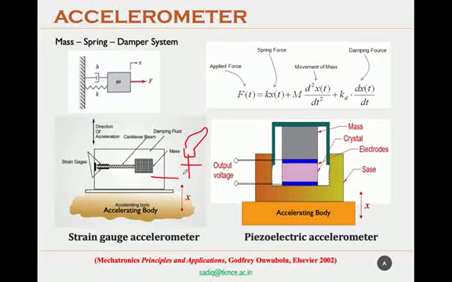Now let us see the construction of a piezoelectric kind of accelerometer. The construction is here. What you see is an accelerating body. There is a casing, that's a base. The base is attached to the accelerating body. There is a piezoelectric crystal here. On either side of the piezoelectric crystal there are electrodes, and there is a mass. This is a seismic mass. You can see a cap here, the green cap. The cap is typically made of spring steel.